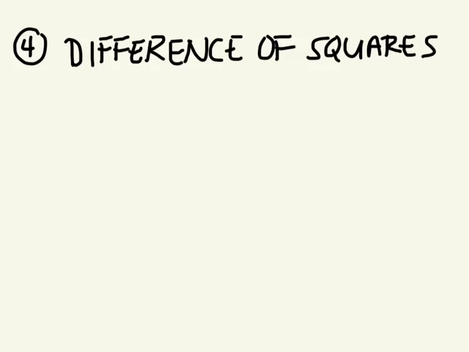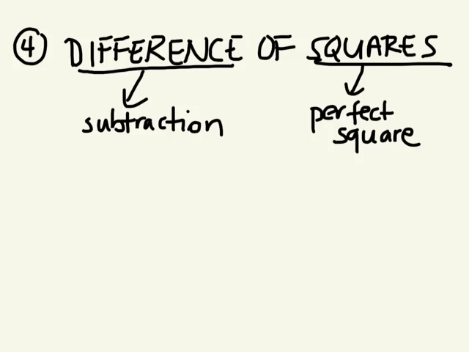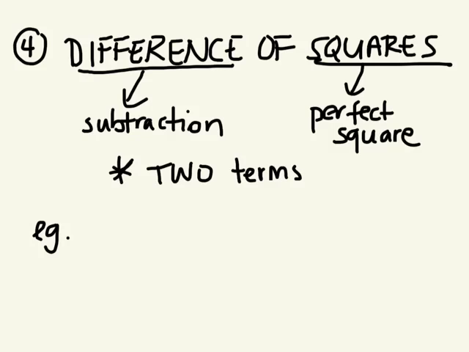Last method of factoring. If the expression is a difference of squares, well, squares again means if it's a perfect square. What does it mean to find the difference in math? Okay, so if the terms are separated by subtraction, and if both terms are perfect squares, a difference of squares only has two terms, okay? So someone give me an example of a perfect square. Let's say x squared, okay? Give me a number that's a perfect square.